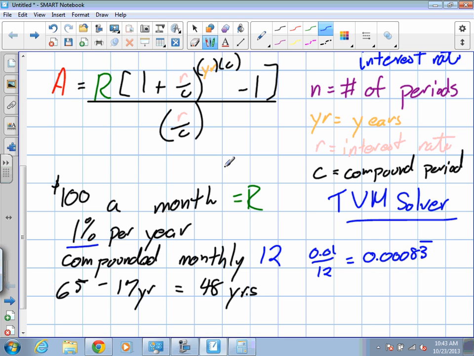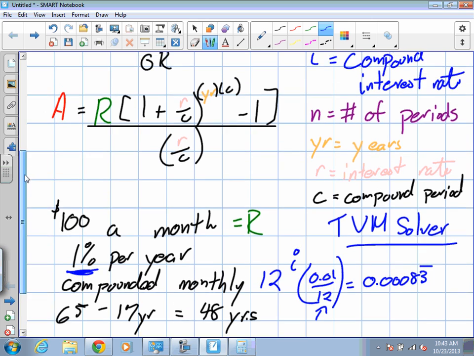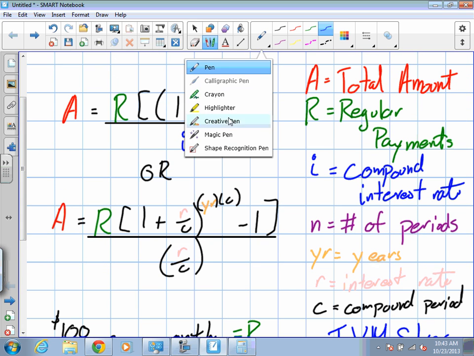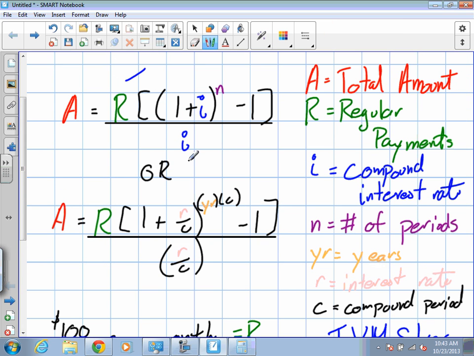Okay? So this is our compound period, or this here stands for our I. We just calculated I. We took our interest rate and divided by how many times a month we would get interest. The next number we need to figure out: we've now accounted for our R and for I. We need to figure out N.